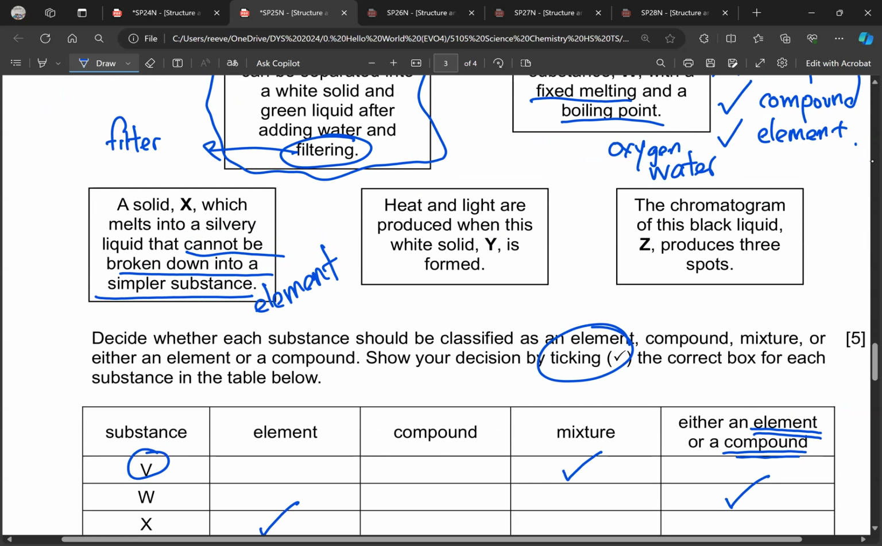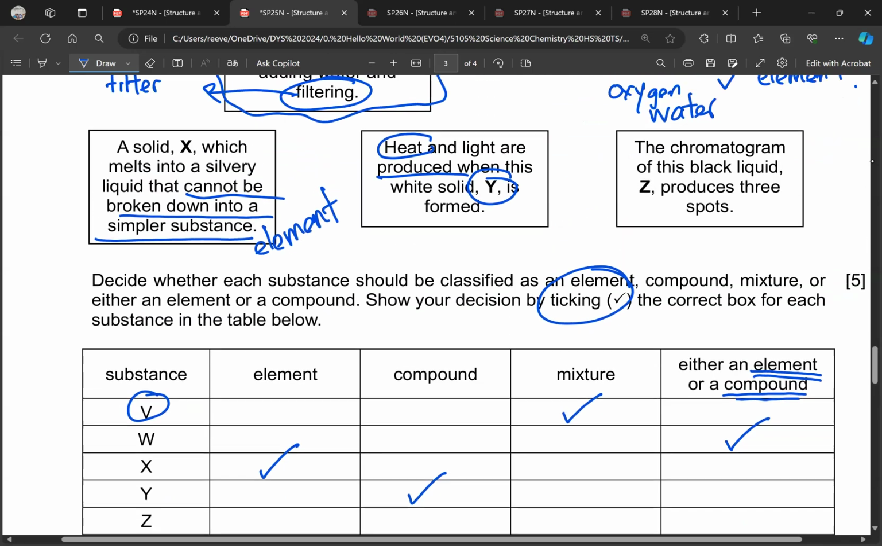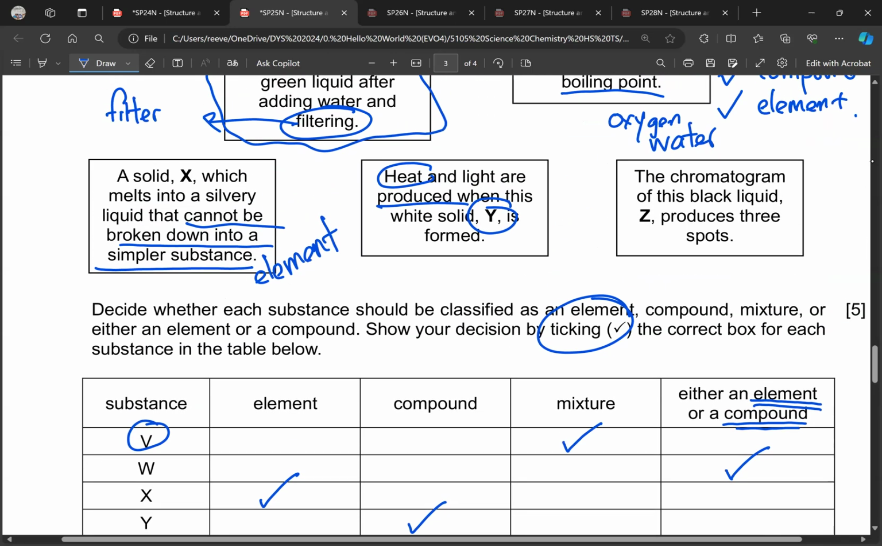Okay, Y. Y sounds like a reaction. I heat it, then there is an explosion, light comes out. So when you want to make this substance Y, you need to go through a lot of heat, a lot of things, with light and heat produced. This one's compound confirm. Or your mixture, where got heat and light, you just pour in the water, just pour in. So only compound, then you need a lot of heat and light.